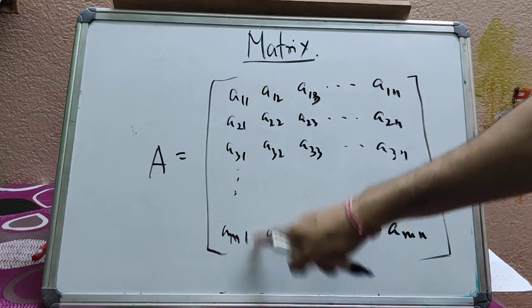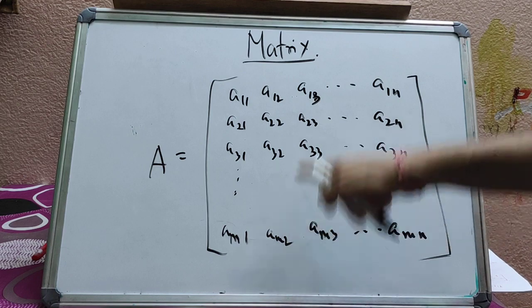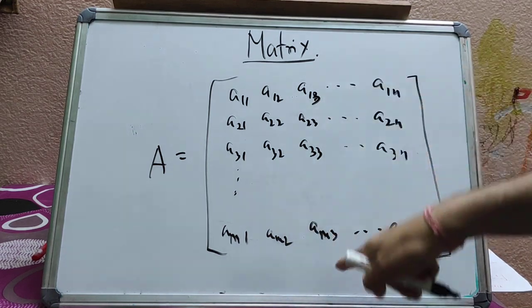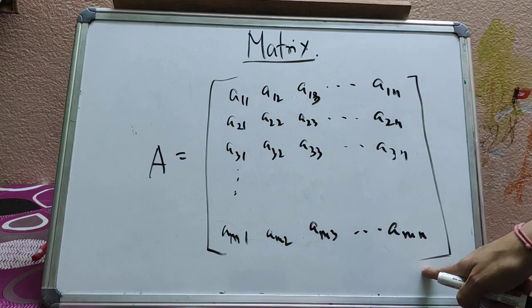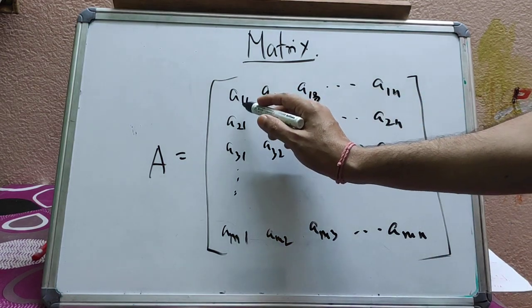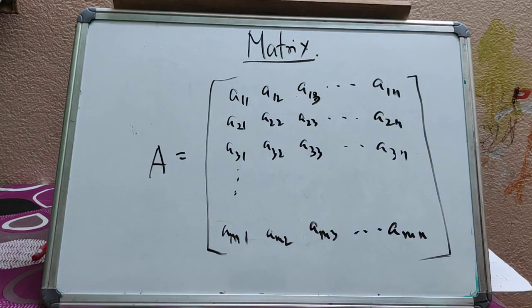1 1 1 1, so this is the first column. 2 2 2 2, so this is the second column. 3 3 3 3, so this is the third column. And this is n n n n, so this is the nth column. So the first digit represents the row number and the second digit represents the column number.